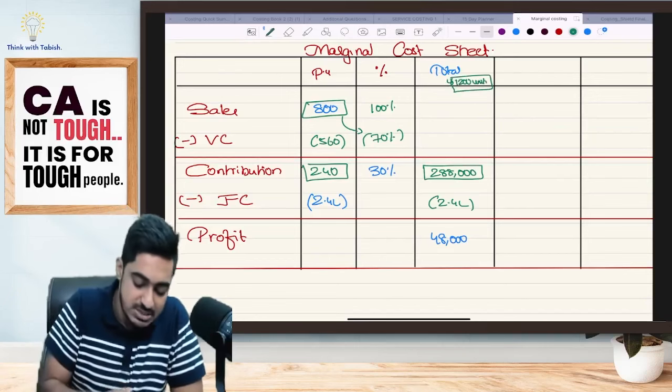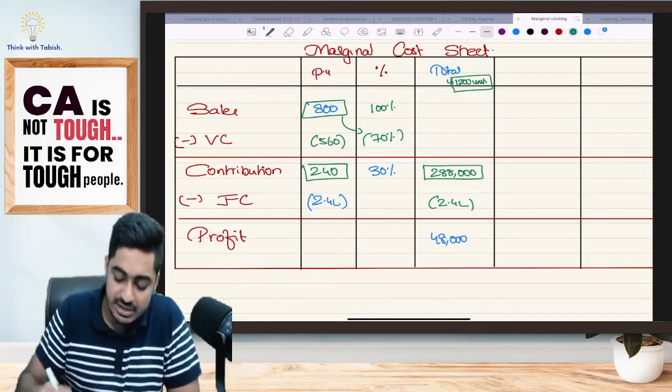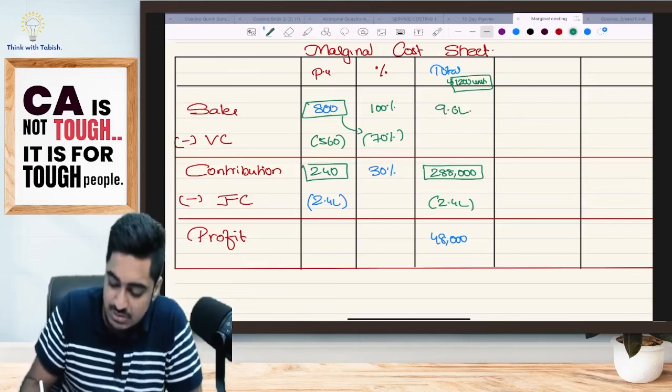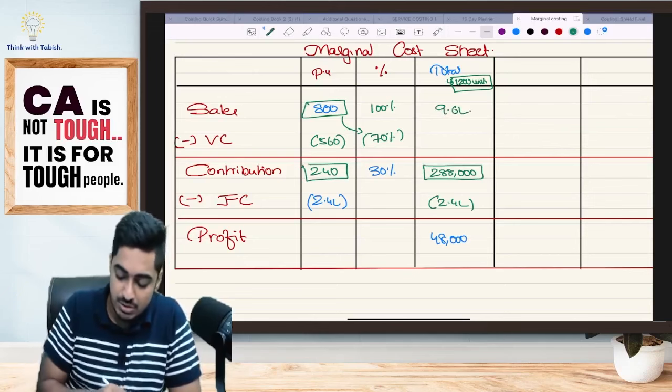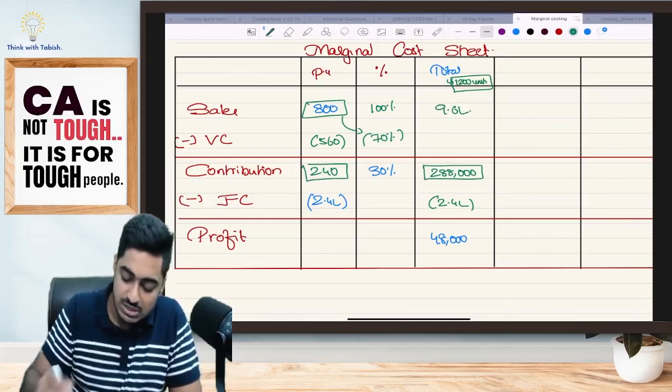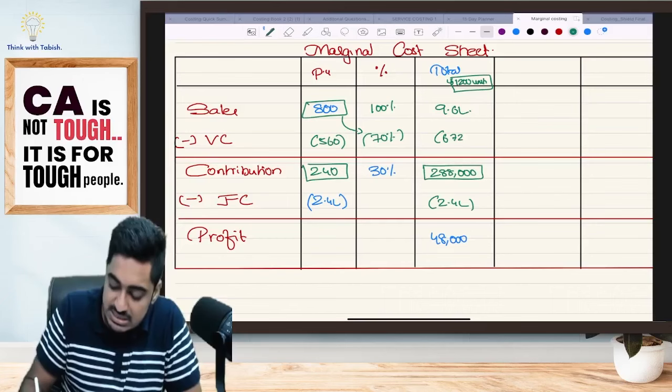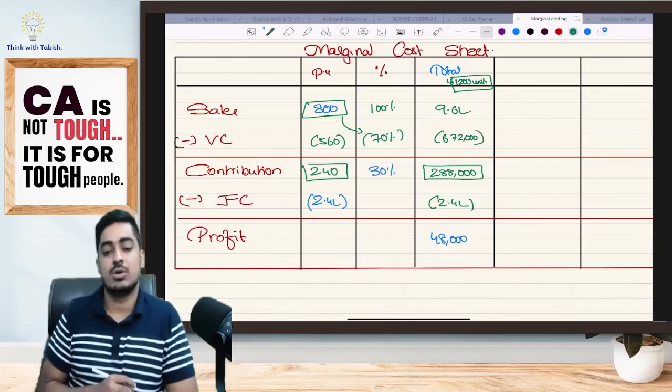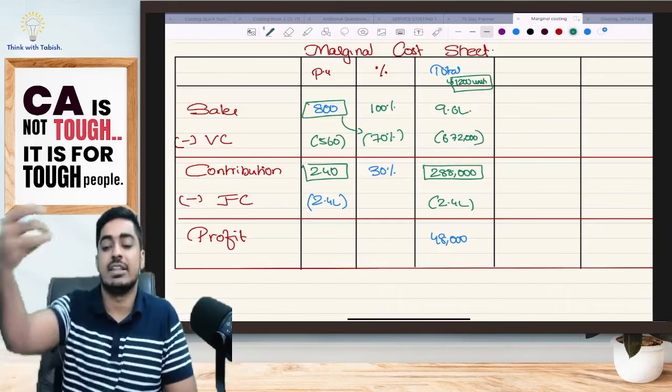Every unit at what price am I selling? Every unit I am selling at 800. That means my revenue will be 9,60,000. For every unit, what is my variable cost? For every unit, variable cost is 560, sir. That means for 1,200 units, my variable cost will be 6,72,000. Yes or no? Perfect. I have done the total calculation.